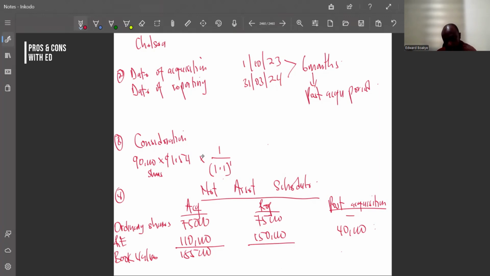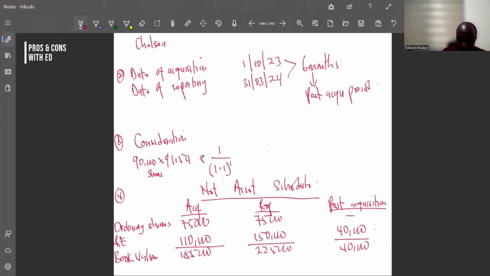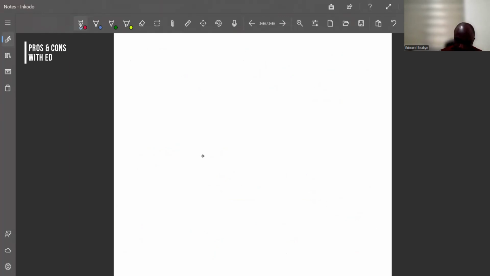And then this will give us how much? This will give us 225,000. Is it 225? 225,000. And then here we'll give us the 40,000. All right. So pardon me, let's go to the next board or the next page.